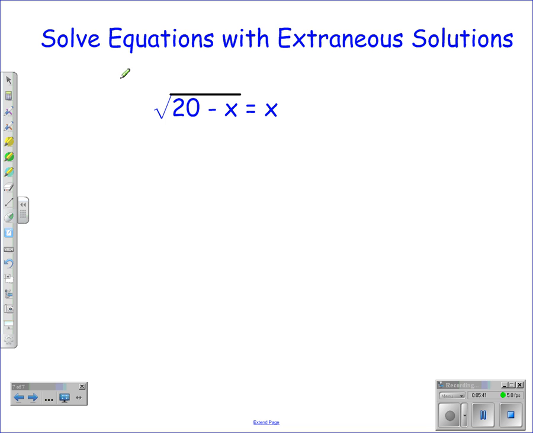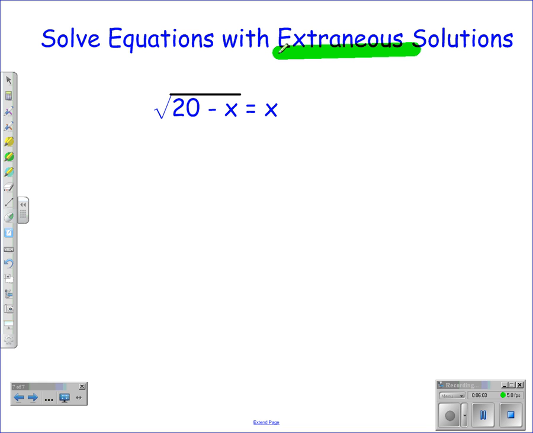When we solve equations that have extraneous solutions, it means that there is an extra solution that will not work in the original equation. It'll work in an equation that we had to change it into, but it won't work in the original. So that's why I do ask you to check your answers.